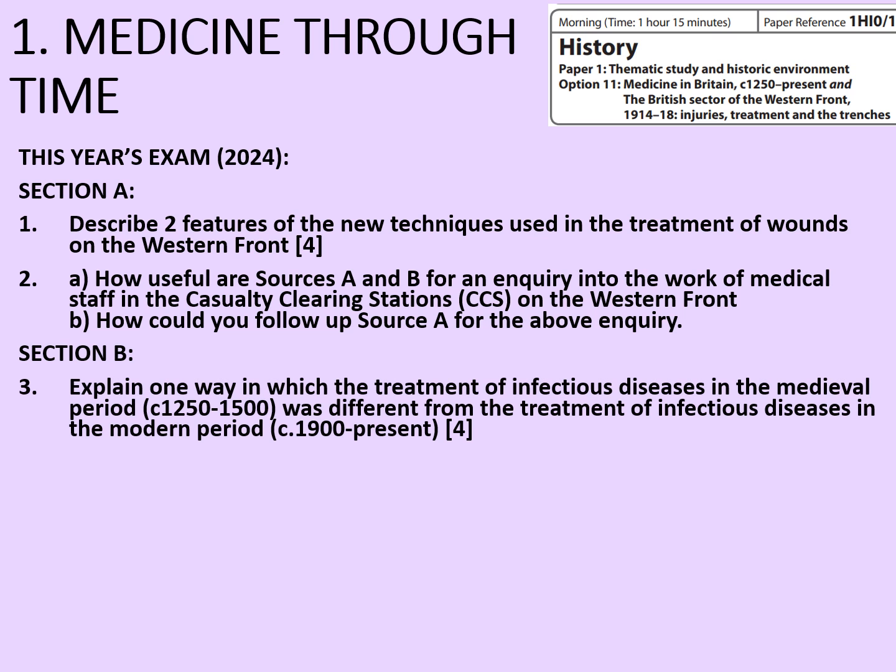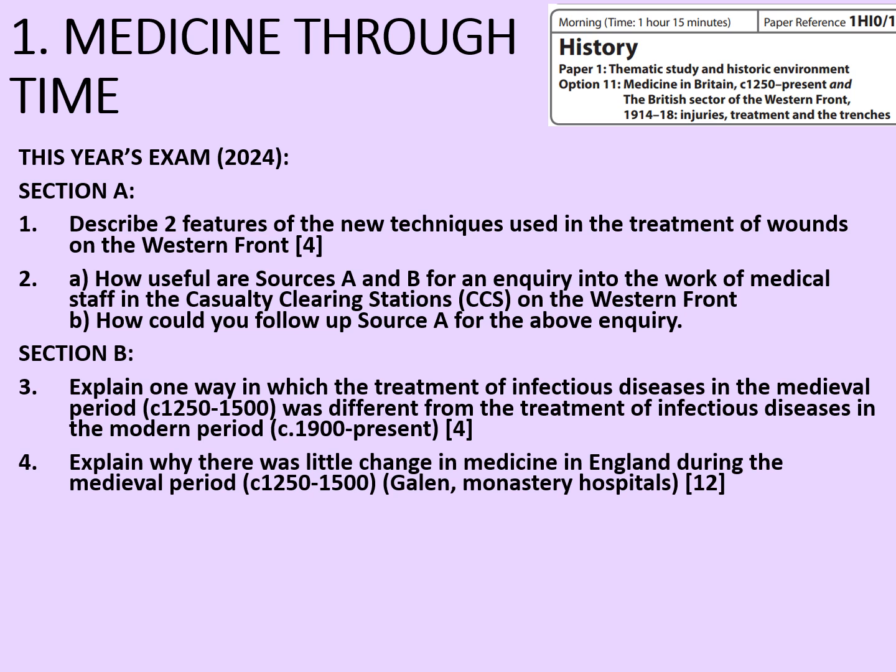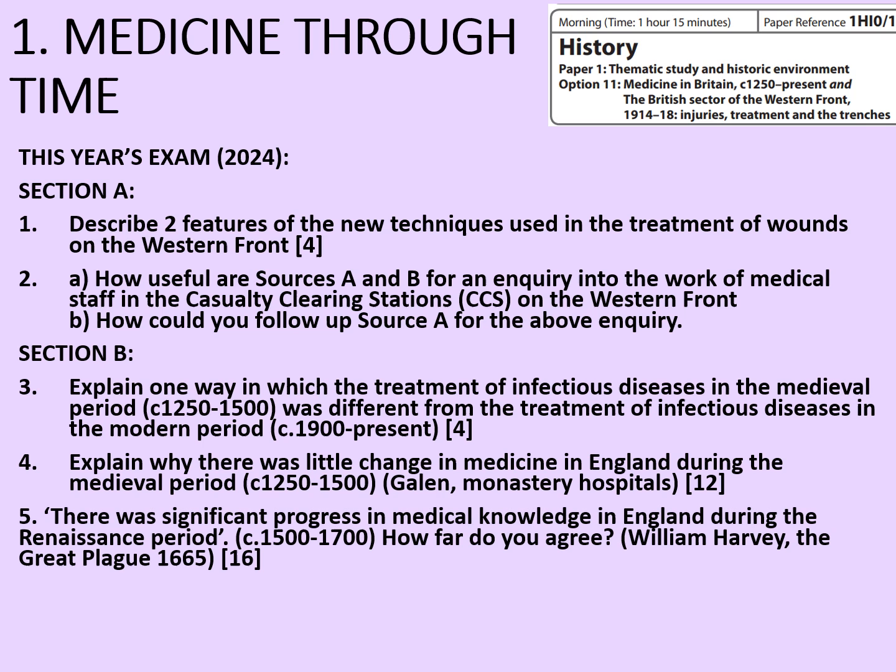Section B, explain one way in which the treatment of infectious diseases in the medieval period, 1250 to 1500, was different to the treatment of infectious diseases in the modern period. As long as you focus on treatments there, you should be absolutely fine. Explain why there was little change in medicine in England during the medieval period. And the stimulus points for that were Galen and monastery hospitals. All right, that would seem to be pretty popular with people as well.